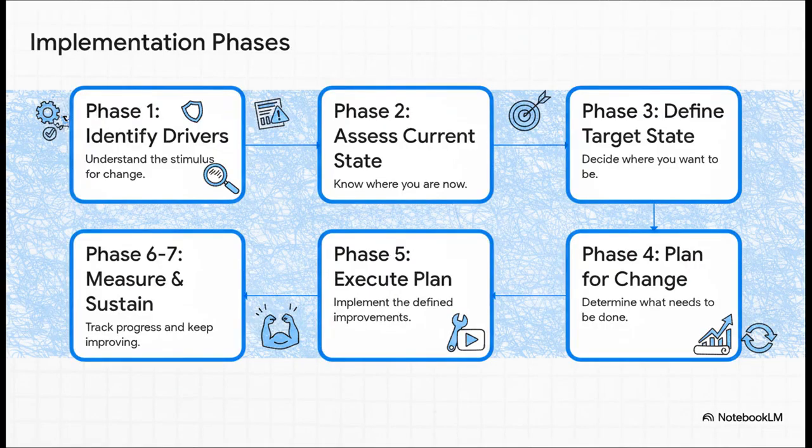An implementation isn't a one-and-done project. It's a cycle of continuous improvement. It's built around 7 really logical questions, starting with why you're even doing this, figuring out where you are now, deciding where you want to go, and then planning and getting it done. But the last 2 are so crucial. Did we actually get there, and how do we keep this thing going?